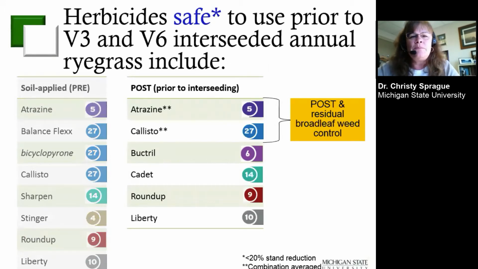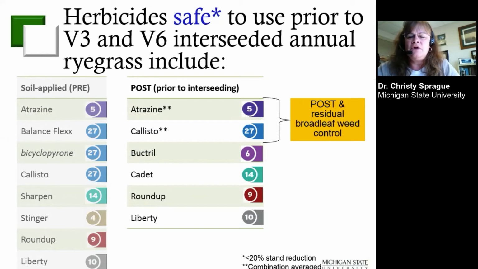When we look at the post-emergence herbicides that we looked at, again, these were all applied prior to our interseeding, where we saw it was safe for annual ryegrass were pretty much a lot of our broadleaf herbicides like atrazine, Callisto, Buctril, and then some of these that just really do not have any residual control like Cadet, Roundup, or Liberty, as well as Buctril. So again, you can see our 2 that would give us some residual broadleaf weed control would be atrazine and Callisto.